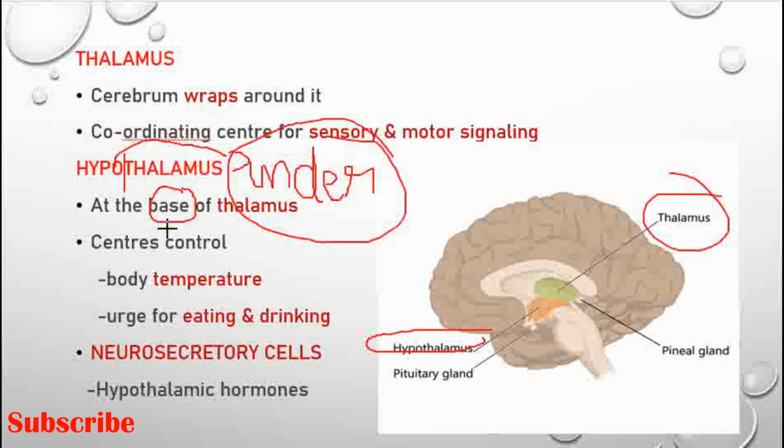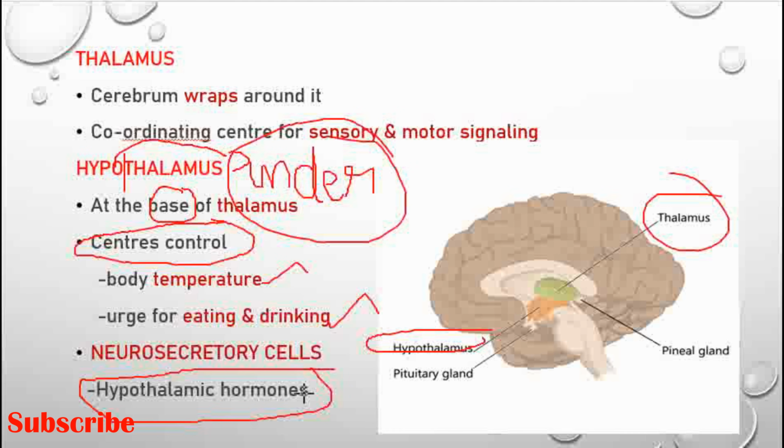So it has many centers actually, which control the body temperature, urge for eating and drinking. So all these control centers are in the hypothalamus region of the brain. And it also has neurosecretory cells. Secretory means it secretes something. In this case it secretes hormones which are called hypothalamic hormones. The hormones secreted by these neurosecretory cells of the hypothalamus are known as the hypothalamic hormones.